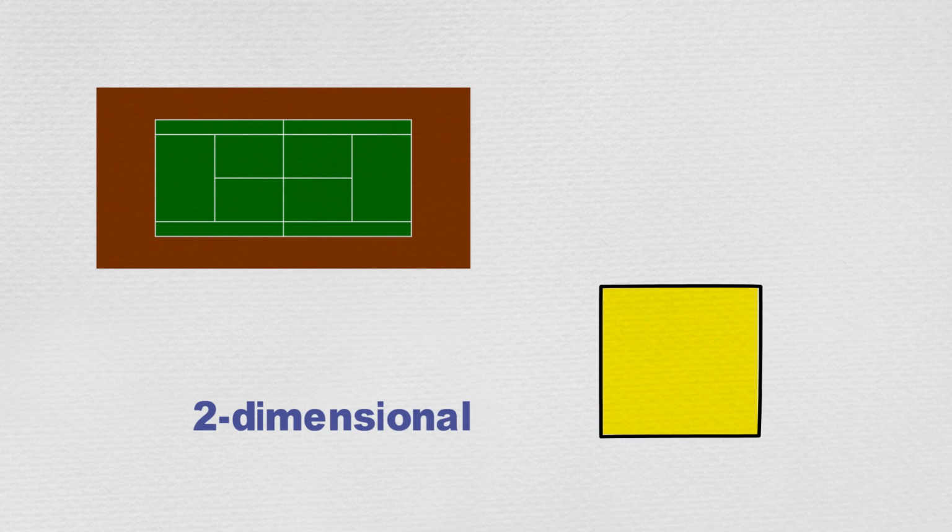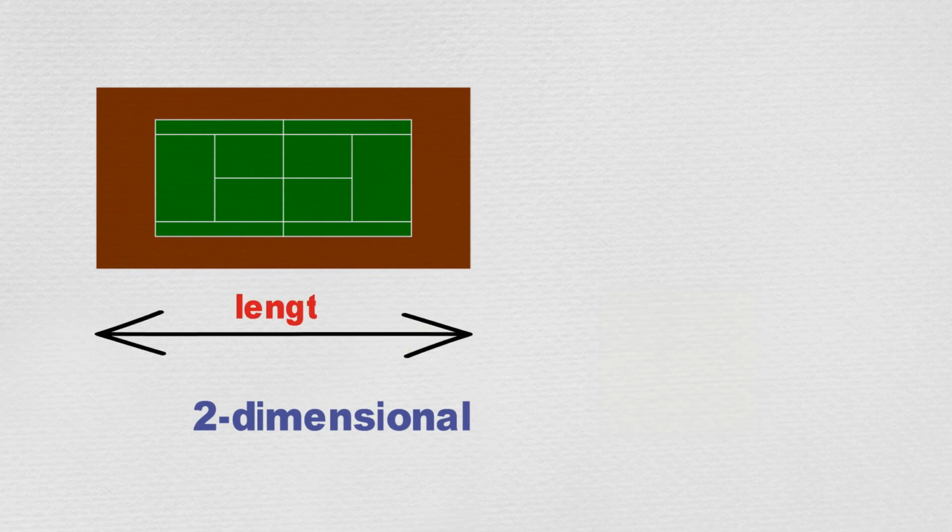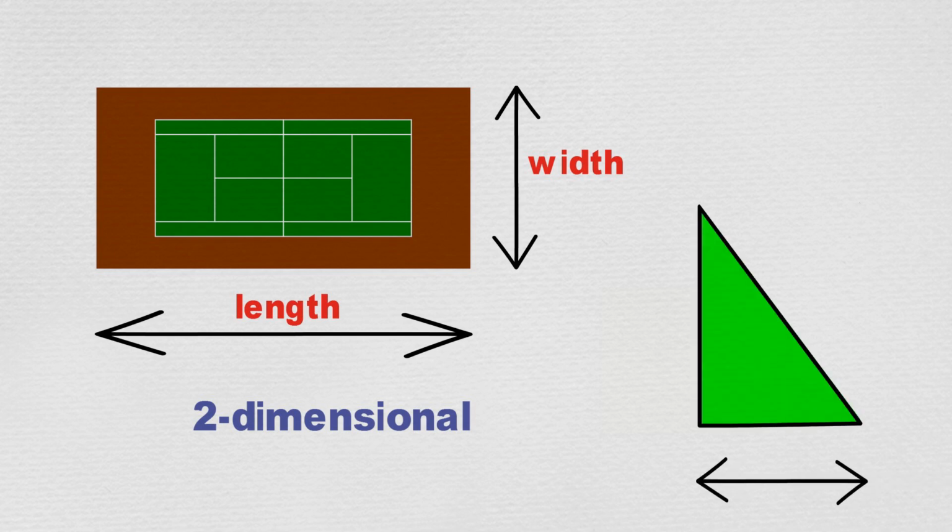A flat shape or surface is two-dimensional because we measure them with two dimensions or directions. For example, the length and width of a rectangle or the width and height of a triangle. A flat shape or surface does not have thickness or depth.